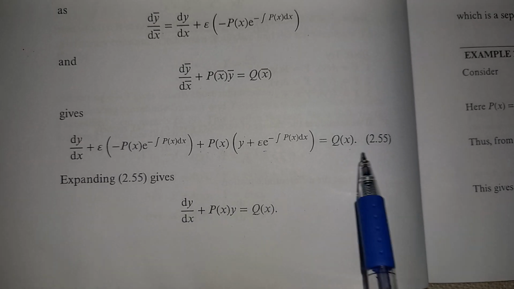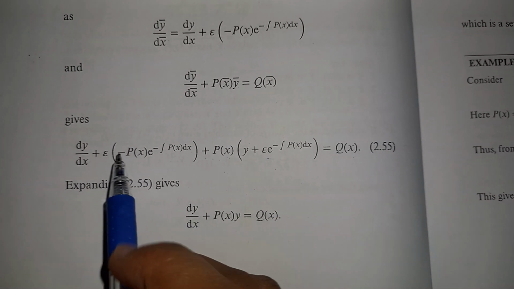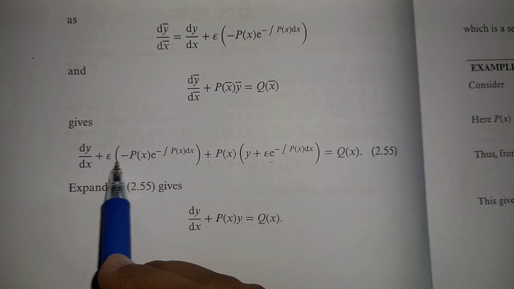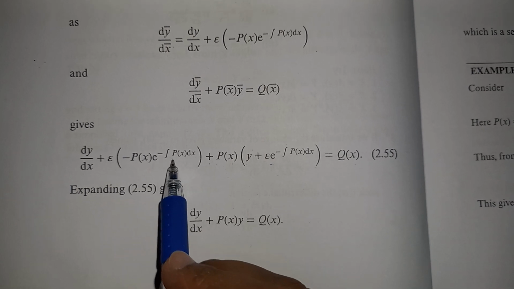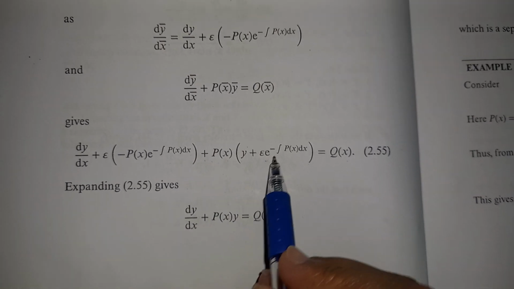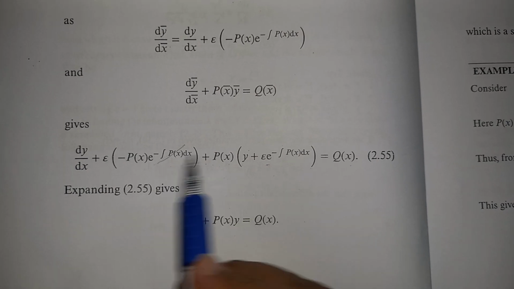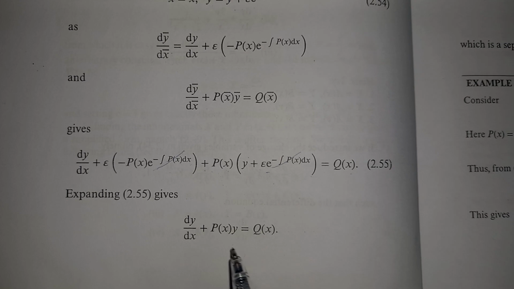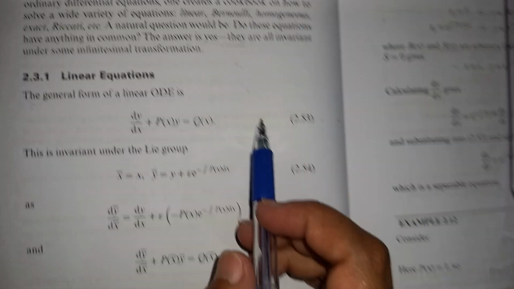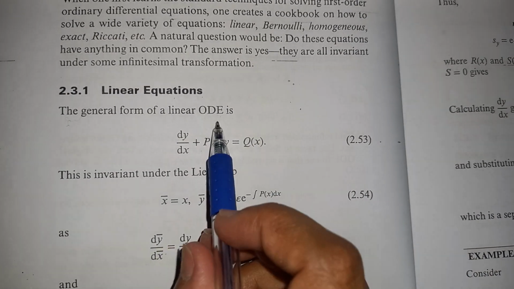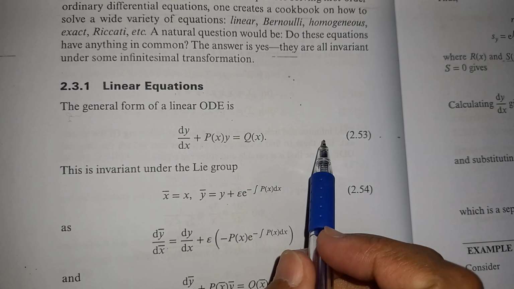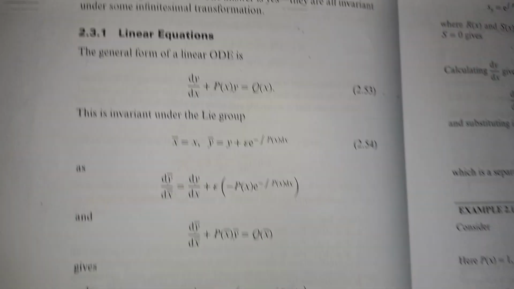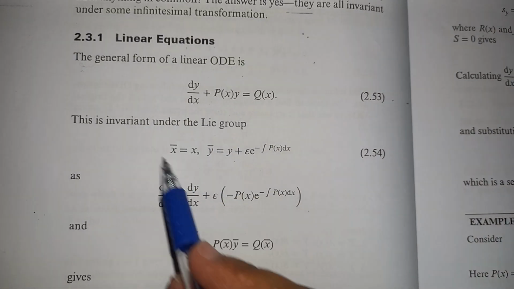Now students, if we expand equation 2.55, then here we will get the negative of epsilon p of x e raised to power integral p of x dx, and here we will get the positive of this term, so these two terms will be cancelled out with each other, and the remaining answer will be this one. And this is exactly the same equation that we have already written down, that is a linear first order ordinary differential equation, and in this way we can show that this equation is invariant under this Lie group.